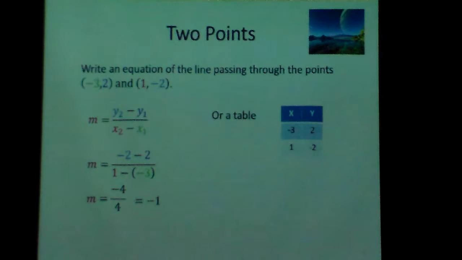-1. Now I also like this table method, which is not really using the formulas, but it's kind of like this here. I started at this point and went to that point. So if I do that, how much did it change from -3 to 1? From -3 to 1, it went up 4. And what did it do from 2 to -2? It went down 4, which means it's a negative. And remember, slope is the change in y's over the change in x's, or rise over run. So it's -4 over 4 or -1.